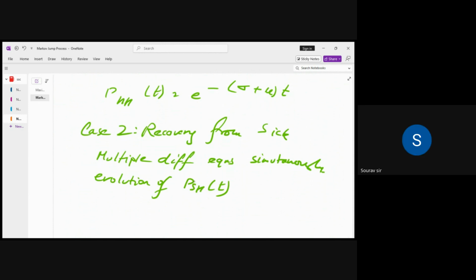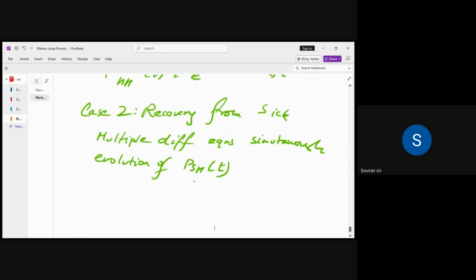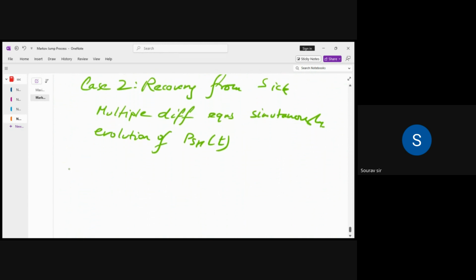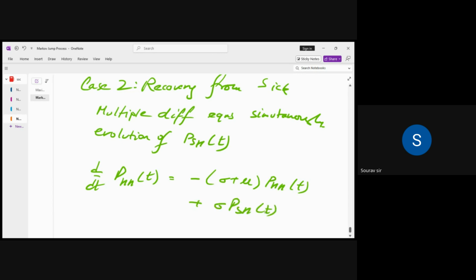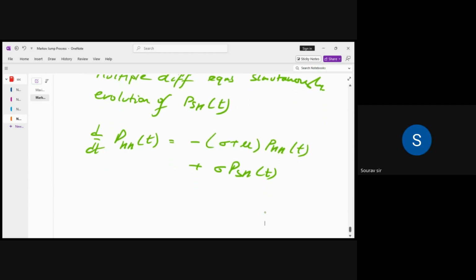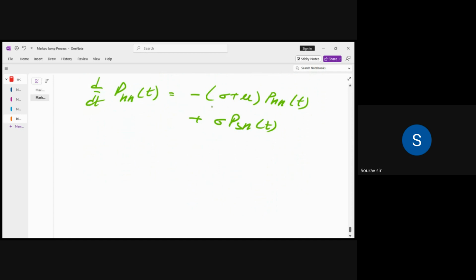So now the next is the right hand side, and I have already told you what the first term states. If I write the equation following the next slide, we have derived the backward differential equation for P_HH(t). So d/dt of P_HH(t) is minus (theta plus mu) P_HH(t) plus theta P_SH(t). If I break down the first term, it's staying in state H.